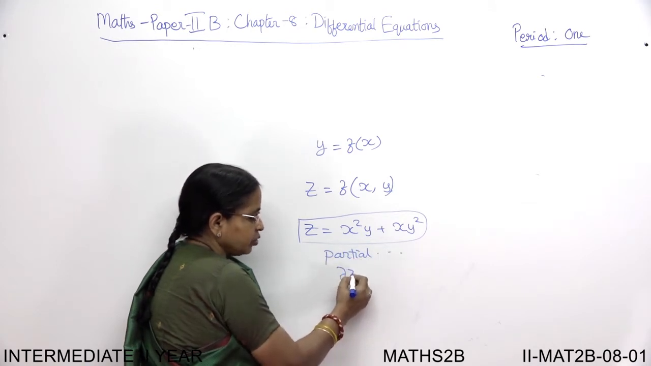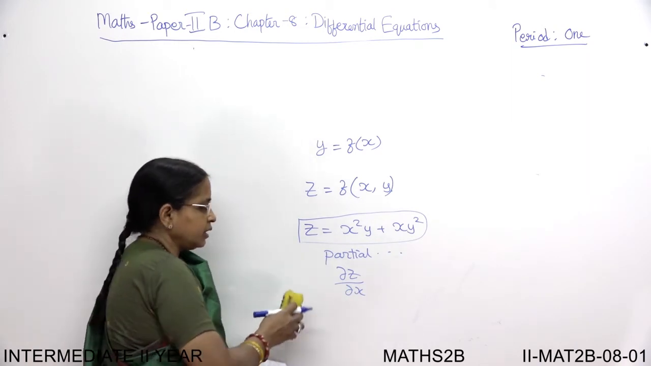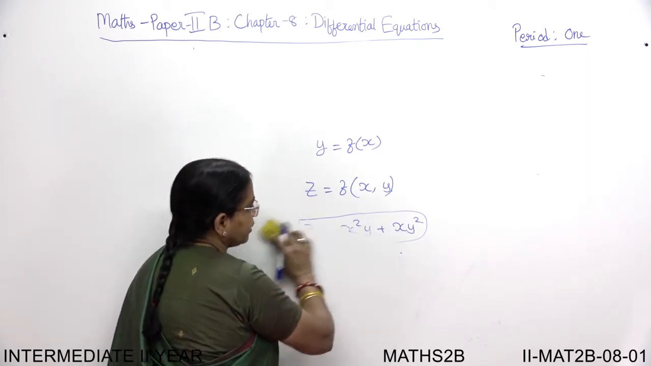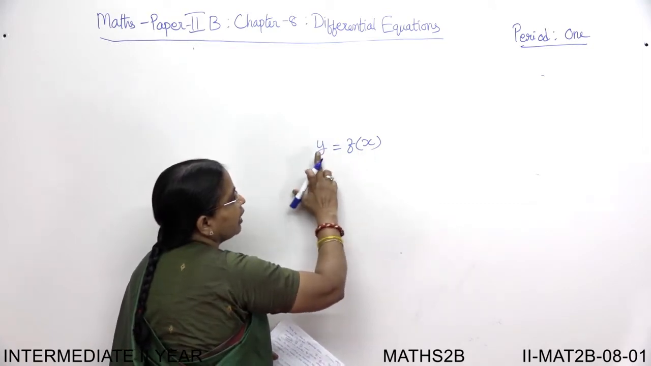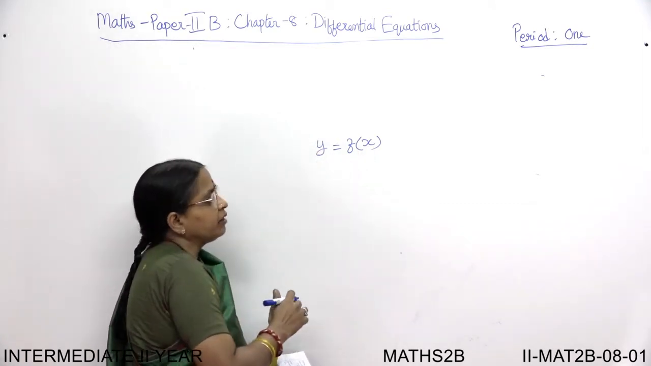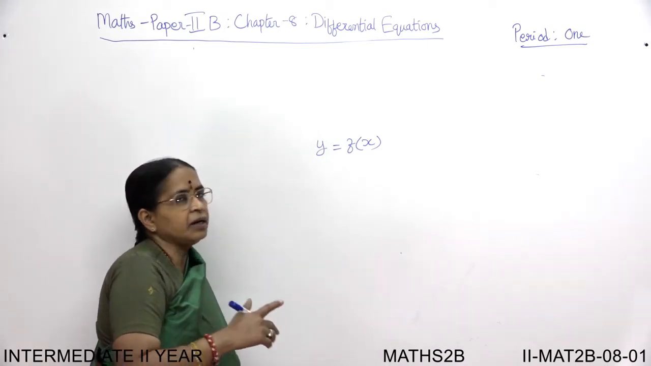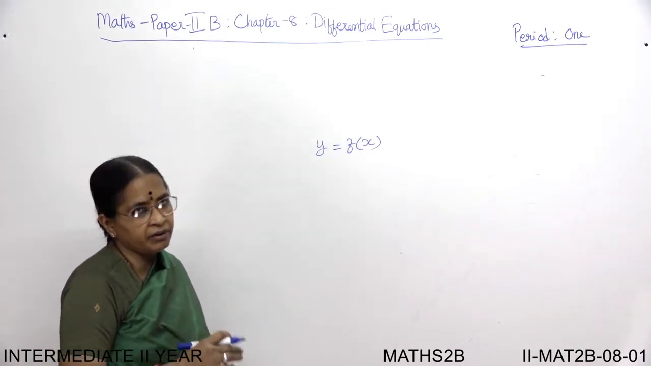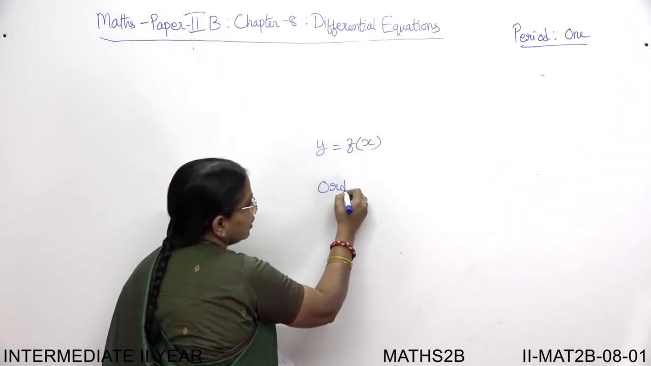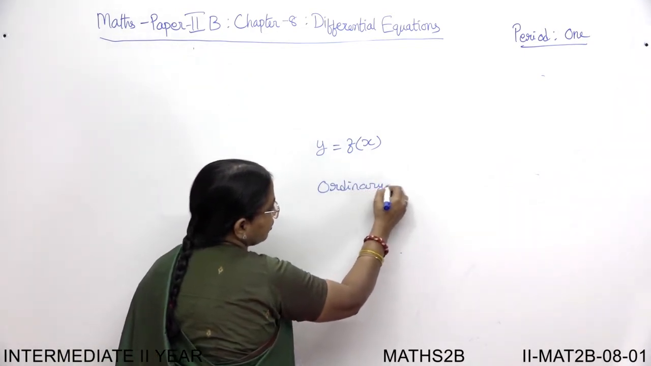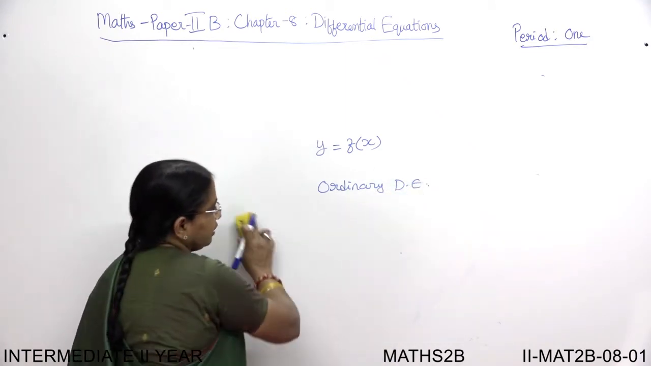and we write it as dou z by dou x, dou z by dou y, and all that is a totally different topic. Now if you have only one independent variable and one dependent variable, and the equation contains derivatives only with respect to that one independent variable, then that differential equation is called an ordinary differential equation.